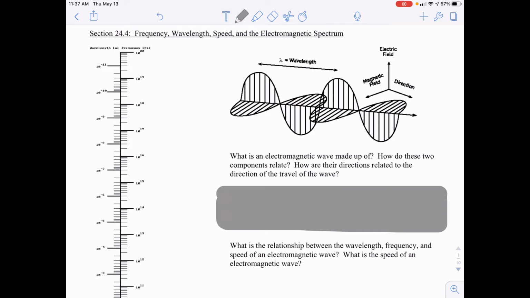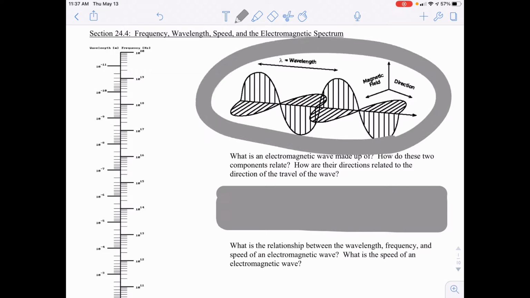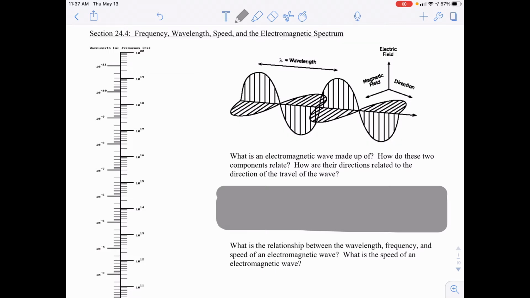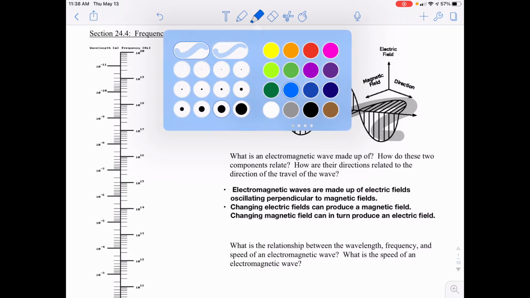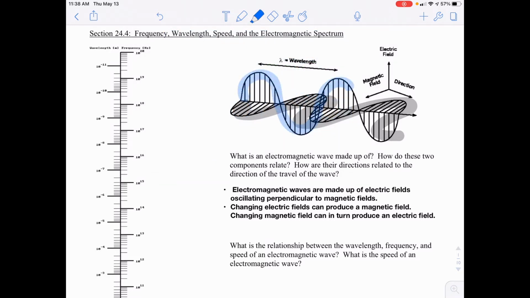Well, we can see from an image here that an electromagnetic wave is essentially an electric field and a magnetic field running together. The magnetic field runs in this direction, and the electric field runs in this direction. In other words, the two fields are perpendicular to each other, while the direction of each transverse wave runs in that direction.